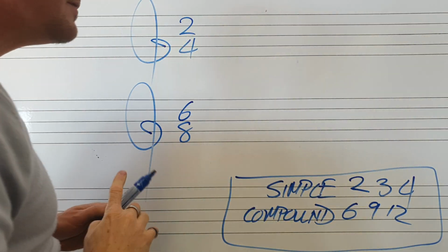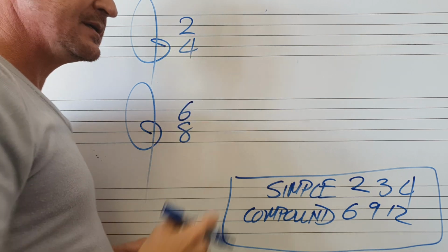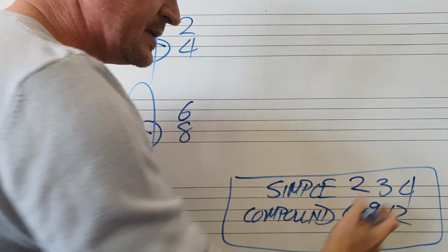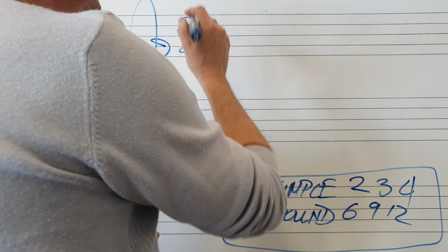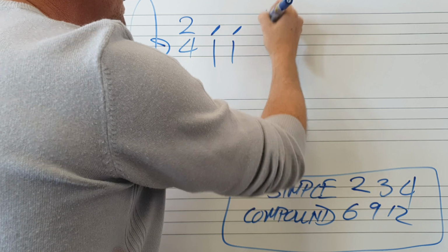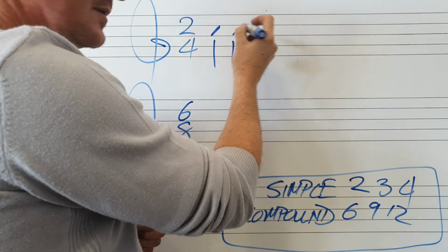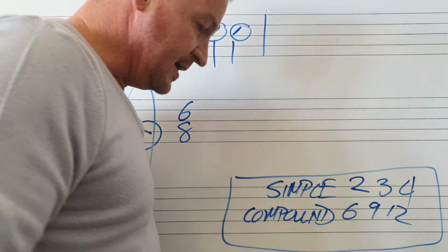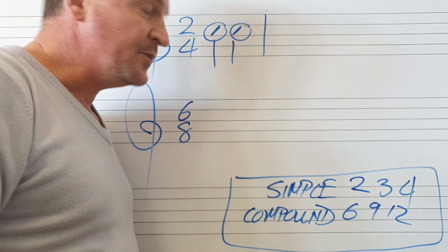Right, we have 2/4. So we say to ourselves, right, this 2/4 is a simple time signature because there it is, 2, 3, and 4. But it's got 2 beats in it, and therefore we call it simple duple because you can see the 2 beats. Duple or duplet means 2, right?